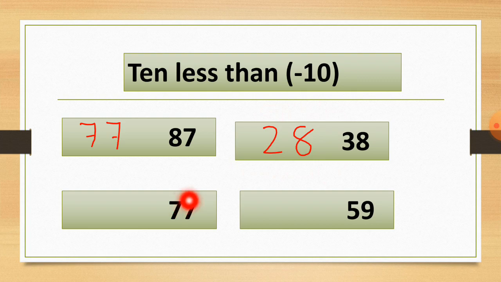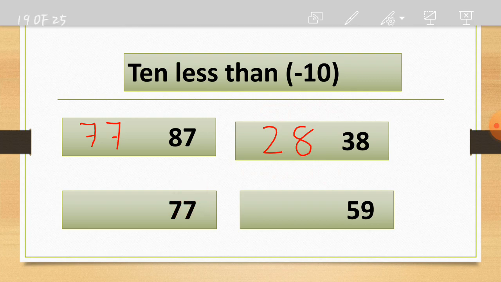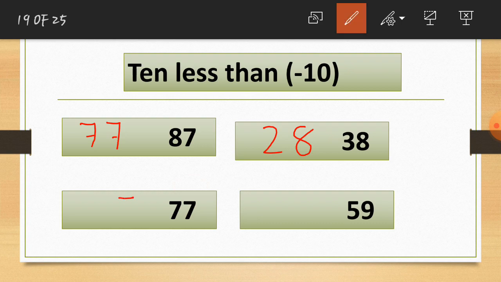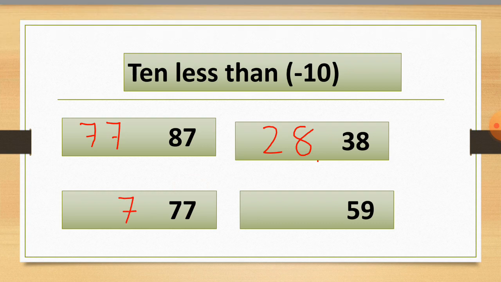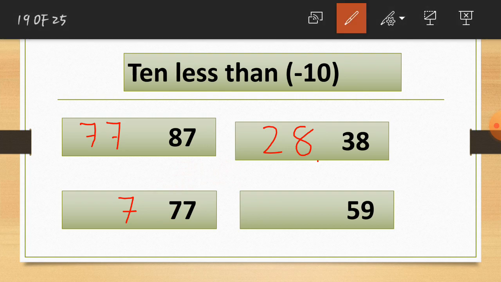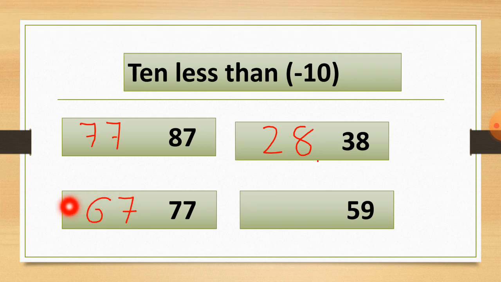Now let's see this number, which is 77. Here this 7 is at the ones place, so I write this 7 here. Now the tens place is 7 also, so we will cut one from the tens value, which is 7. So 7 minus 1 is equal to 6. So I write 6 here, you can see. So we will get this answer, which is 67. If you cut 10 from 77, you will get the answer 67.